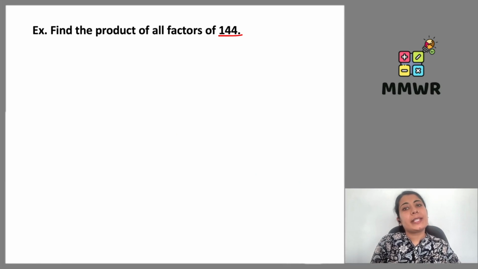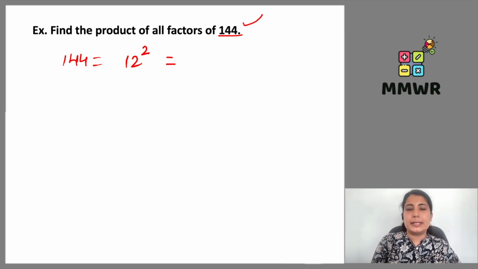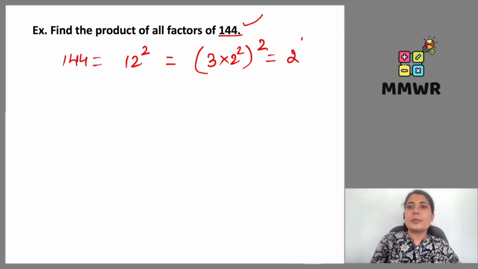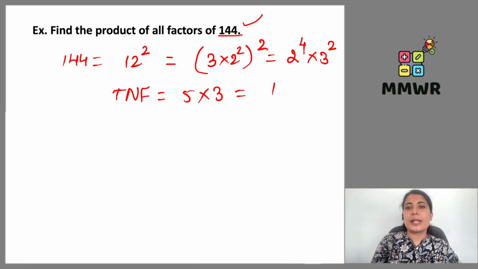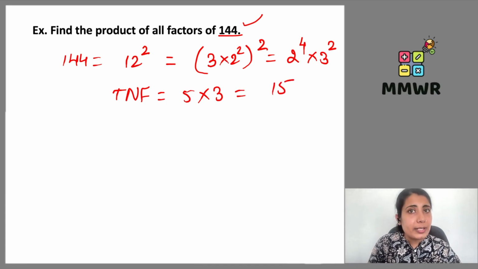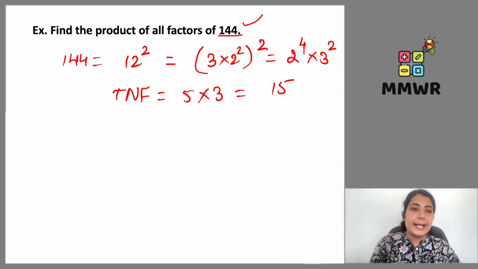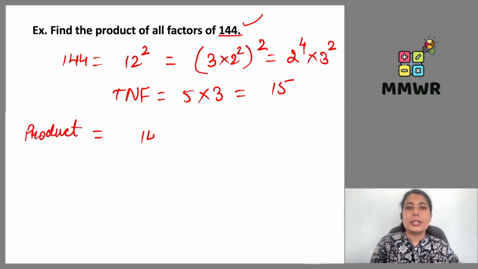Then we have another perfect square, 144, which is the square of 12. This can be written as 3 multiplied by 2 square, whole square. 3 4s are 12, and 12 square is 144. So this gives me 2 to the power 4, 3 to the power 2. So how many total factors do I have? 5 multiplied by 3, 15 factors are there. If I have 15 total factors of 144, I can find the product: it will be 144 to the power 15 upon 2.